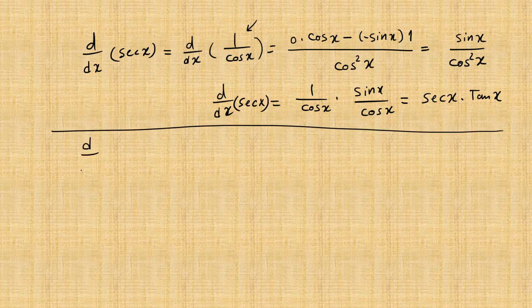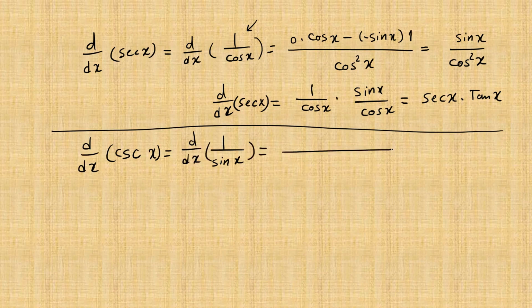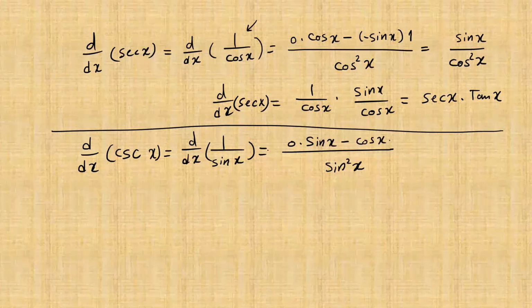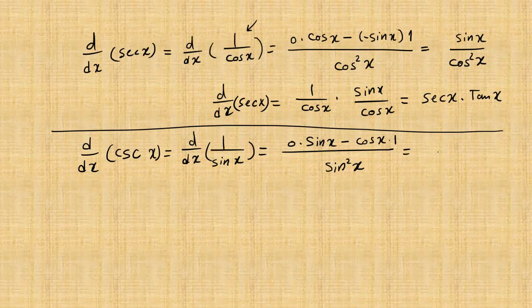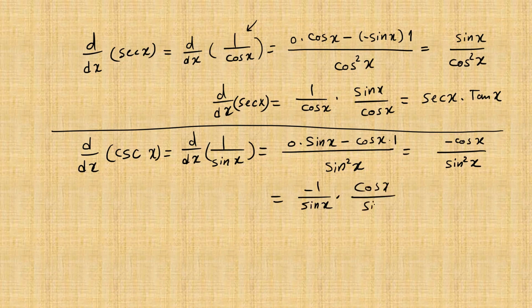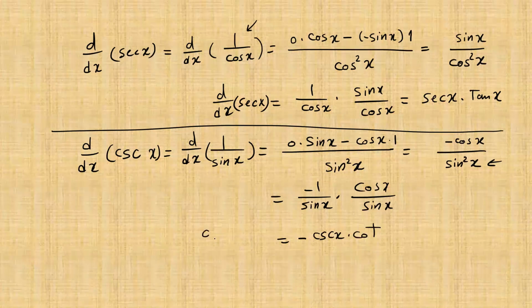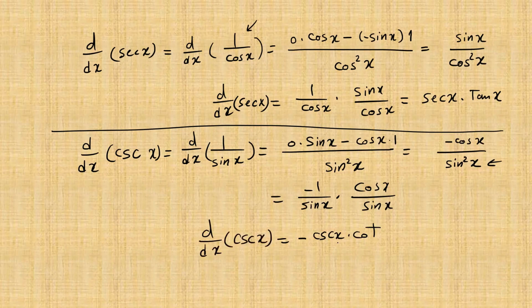Finally, in the same way, I can find the derivative of cosecant x. The cosecant is the reciprocal of sine x. So the derivative d by dx of 1 over sine, by applying the quotient rule, sine squared x in the denominator, derivative of 1 is 0, times sine x, minus derivative of sine x, cosine x, times the numerator 1. So I have now negative cosine x over sine squared x, which can be written as negative 1 over sine x times cosine x over sine x. The sine squared x in the denominator can be split into sine times sine. It's negative 1 over sine, which is cosecant x, and the cosine over sine is cot x. So the derivative of cosecant x is negative cosecant x cot x.